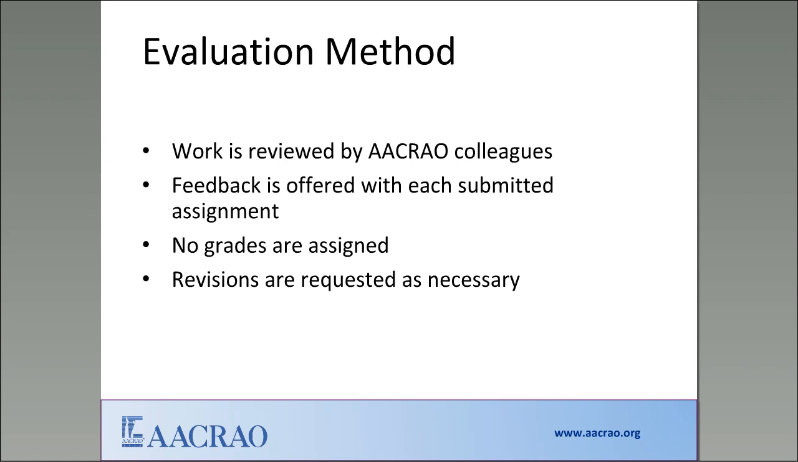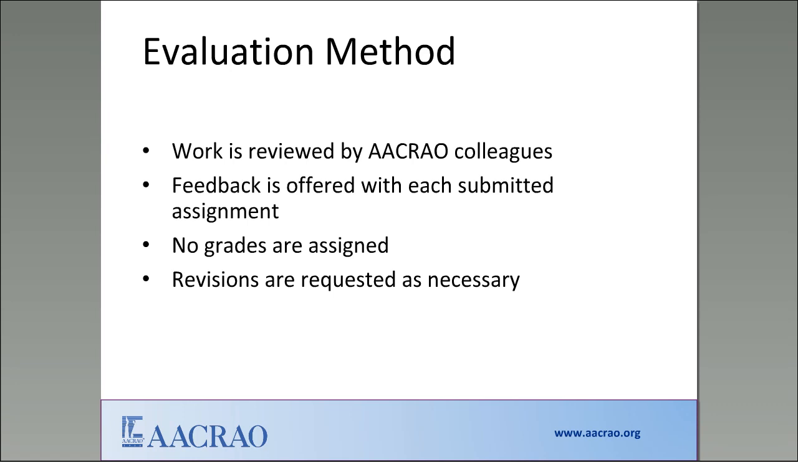In terms of the evaluation method, again, there are no grades assigned. There's no official transcript issued, but the work is reviewed by ACRO colleagues. We have a team of professionals that review, and most of the submissions are reviewed by at least two individuals, and then we offer feedback. And sometimes we do request and require revision if we feel the submission is maybe not up to our expectations in terms of the quality that we're looking for.